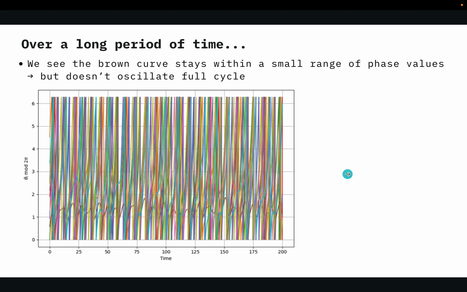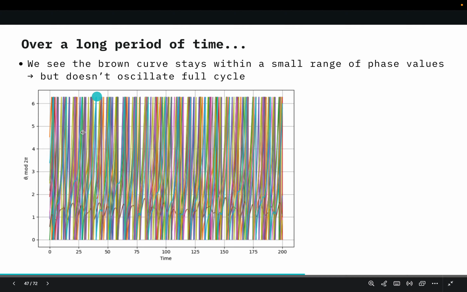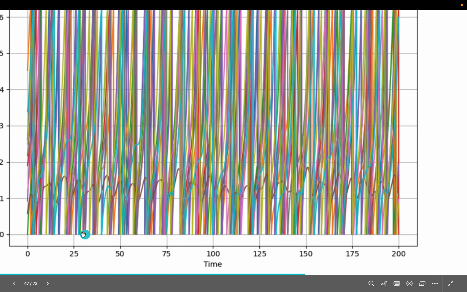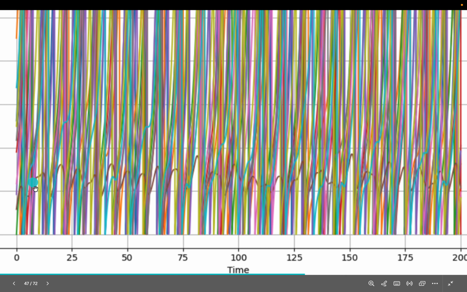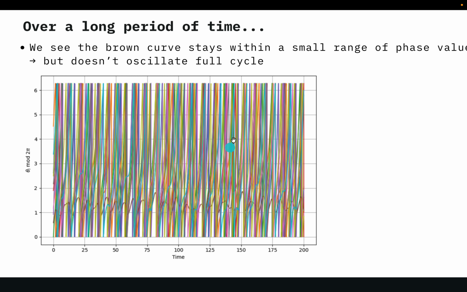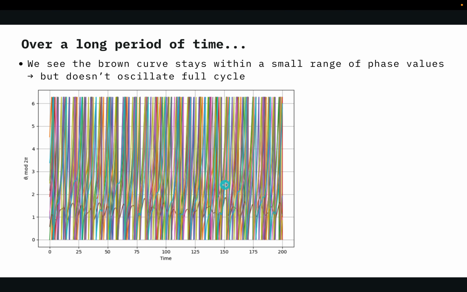So then what is this? See, we run the same system for a longer period of time. This is 20, this is 200. You still see the brown curve never settles. It keeps doing this. That means it's neither a fixed point, nor is it oscillating full circle. So what is this?